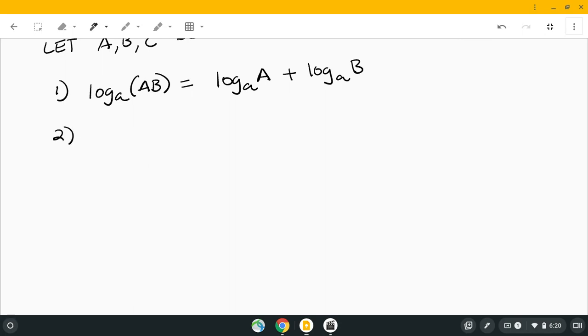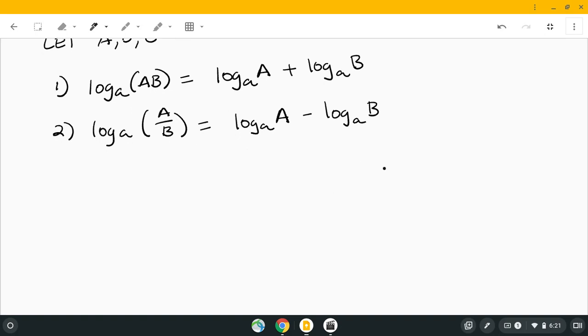Number 2, log base A of a quotient, A over B, is going to be equivalent to log A minus log B. So the log of a product can be written as a sum, and the log of a quotient can be written as a difference. Make sure you can go this direction as well, because sometimes if you have the difference of two logs, it's better to have it written as a single log. You'll see that when we start solving log equations.